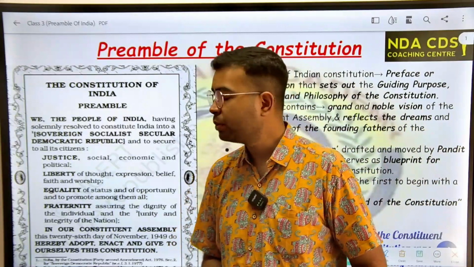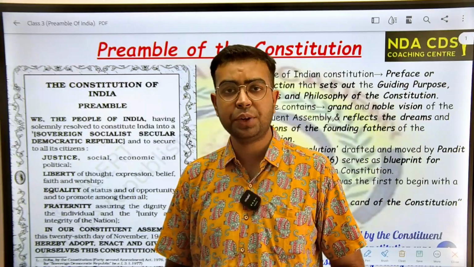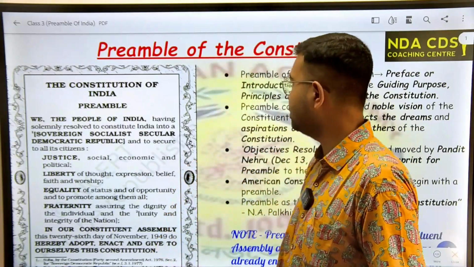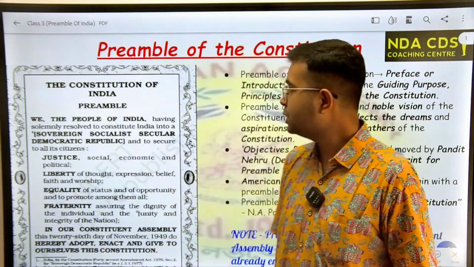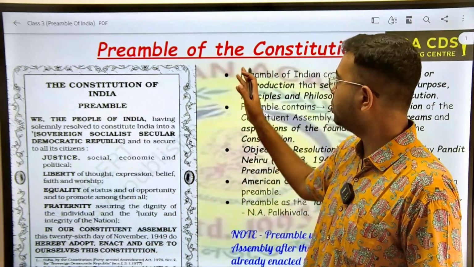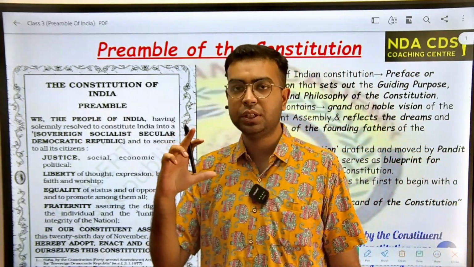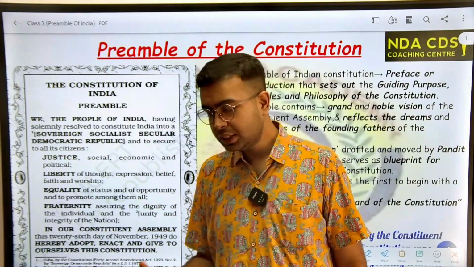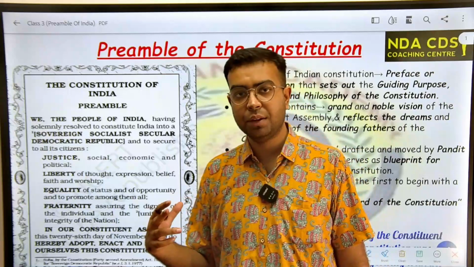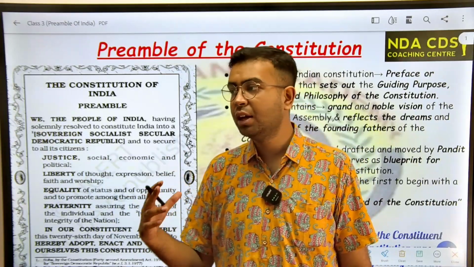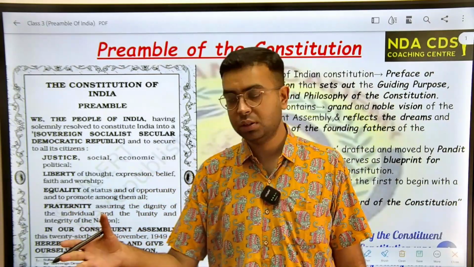Let's look at that. Preamble of the Indian Constitution is nothing but an introductory page or a preface to the Indian Constitution. If you read a book or a novel, you will often see that at the beginning, it comes with a page known as the preface or the introduction. What does that basically do? It gives you a brief summary or a basic idea of what you are going to read in detail in the book later on.